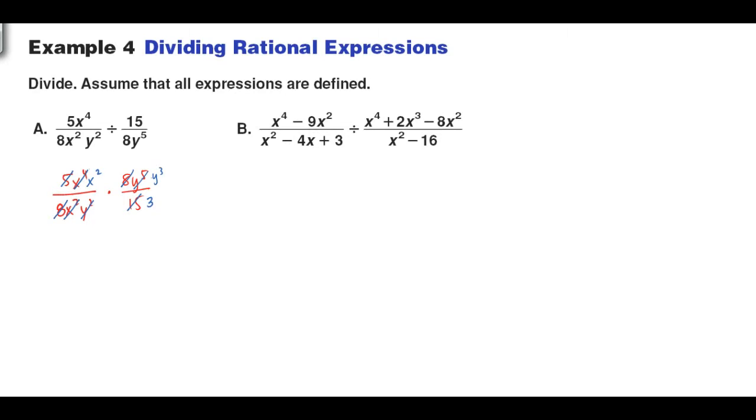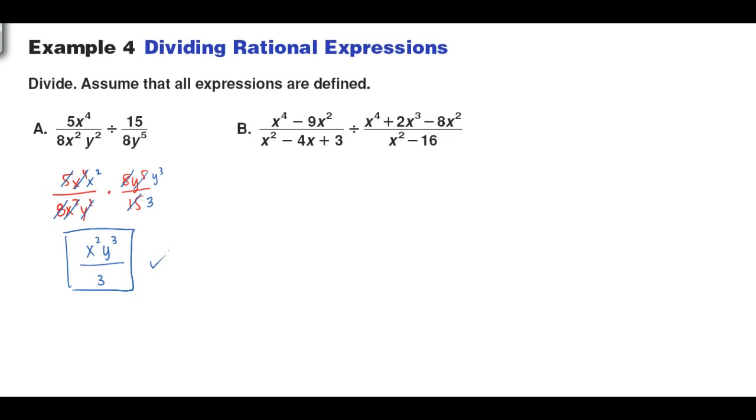So now look what I have on top. I have x squared y cubed all over, what do I have on the bottom? 3? That's it? That's it. Done. Right? Now notice it said assume all expressions are defined. They're just saying that you don't want to worry about saying x does not equal 0, y does not equal 0. We're going to assume that there was no zeros in denominators, so we're golden. And there is our work for that.